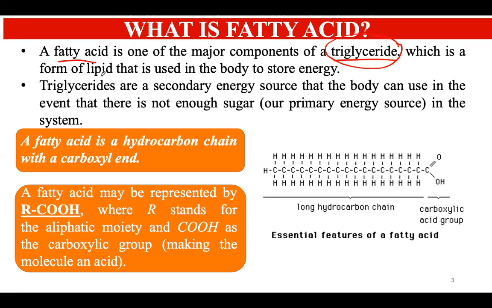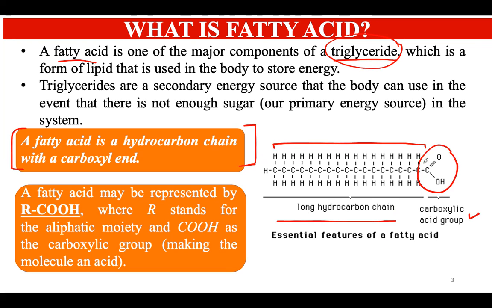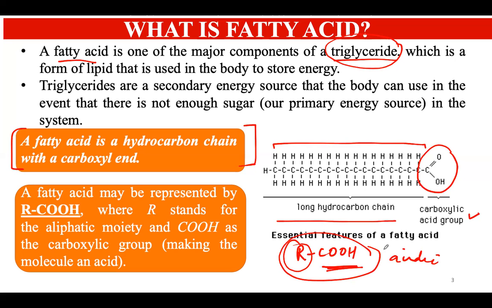Now, the fatty acid is a long hydrocarbon chain with a carboxylic acid end. So what is a fatty acid? A fatty acid is a hydrocarbon chain with a carboxylic end. As you can see here, this is a long hydrocarbon chain and there's this acidic group present here. And we can also represent a fatty acid by RCOOH, where this R group stands for the aliphatic chain, and this is the carboxylic group. Therefore, this whole molecule becomes acidic in nature.